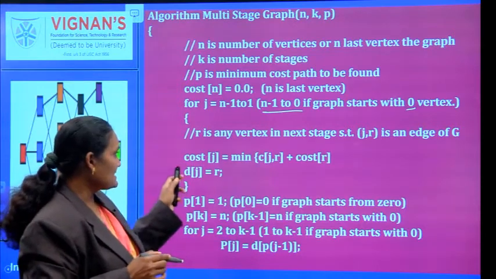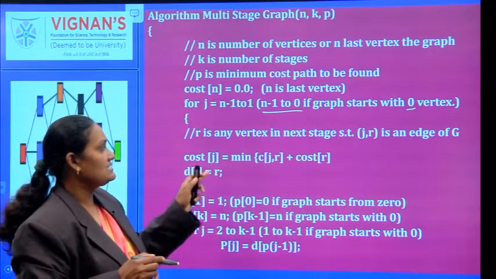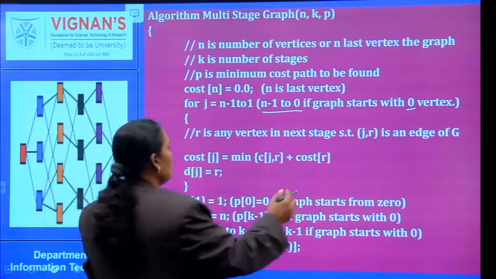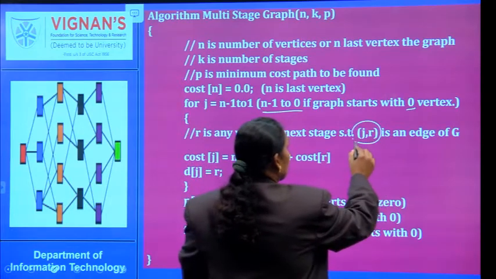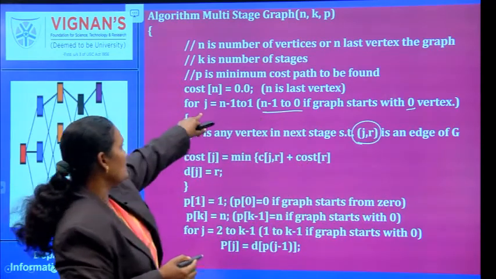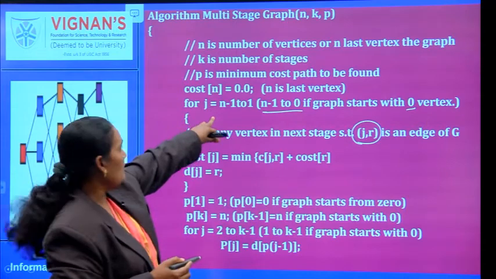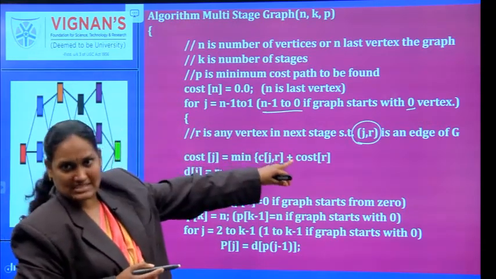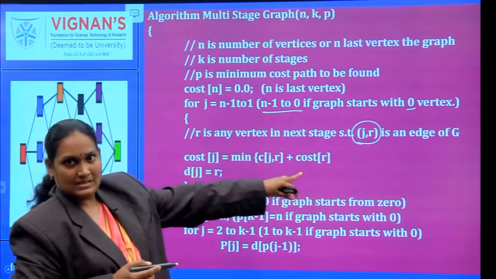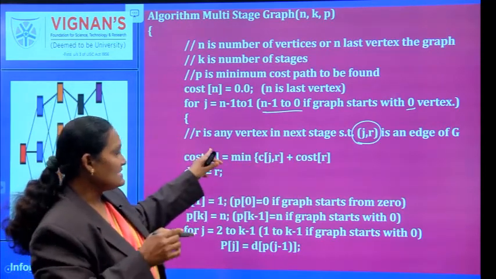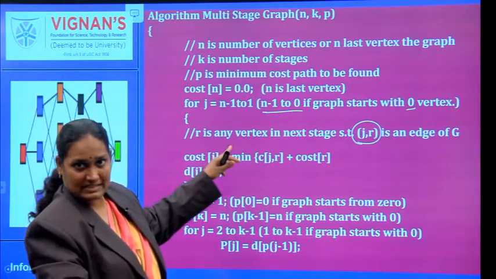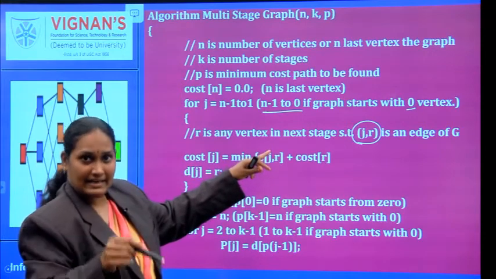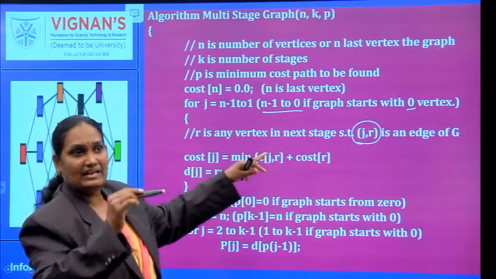Right. R is any vertex in the next stage such that j comma r is an edge of G. Here we are considering an edge j comma r. So here first we are selecting one j value. So for that j value we are considering one edge which is nothing but j comma R. So here what is R? R is any vertex in the next stage such that there is an edge j r in the given graph.